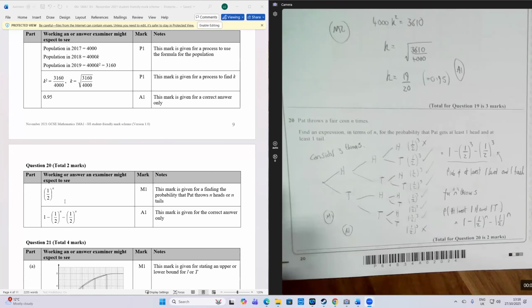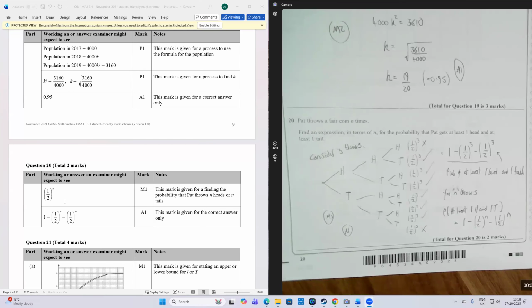Now let's think about this. So I've just drawn a little tree diagram. Just imagine that Pat throws the coin 3 times. Sometimes in maths, it's easier to boil a problem down to a simpler one and just think about what happens in that simpler case.